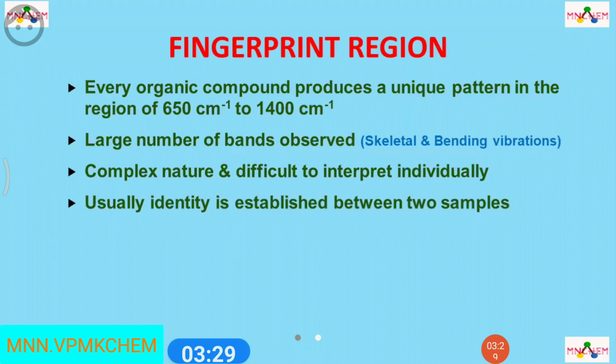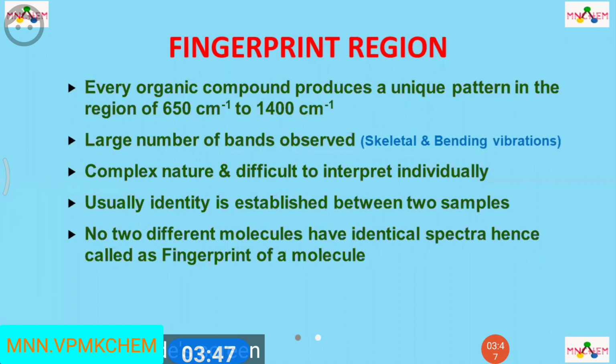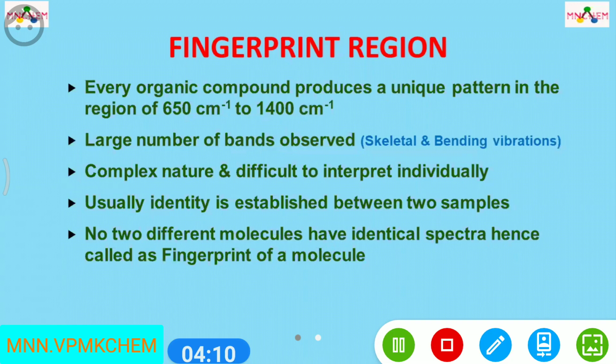So usually the practice is two samples are compared and we try to establish identity between these two samples. It has been found that no two different molecules have identical spectra. Hence, it is known as fingerprint of a molecule. So, this IR spectrum in the region 650 per centimeter to 1400 per centimeter is known as fingerprint region of that particular organic compound.